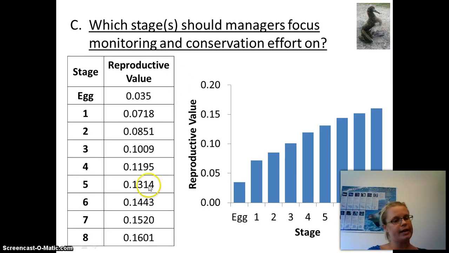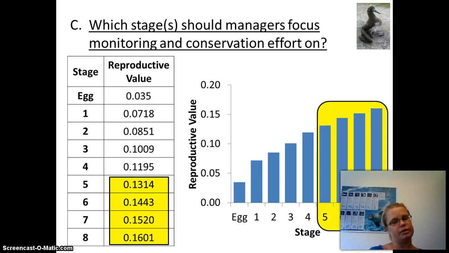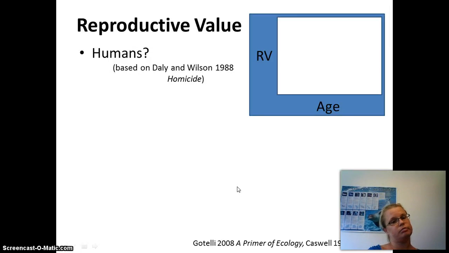Well, you'll notice that the last couple, they're all relatively close. So let's just call it and say those last four have the highest reproductive value. And again, if you chart it, you see those last four have the highest reproductive value. So managers should focus monitoring and conservation effort on older albatrosses, the ones that are adult and reproducing, and to a lesser extent, the older subadult and immature stages as well. Affecting the eggs or the chicks is not going to have as big an impact on the population.